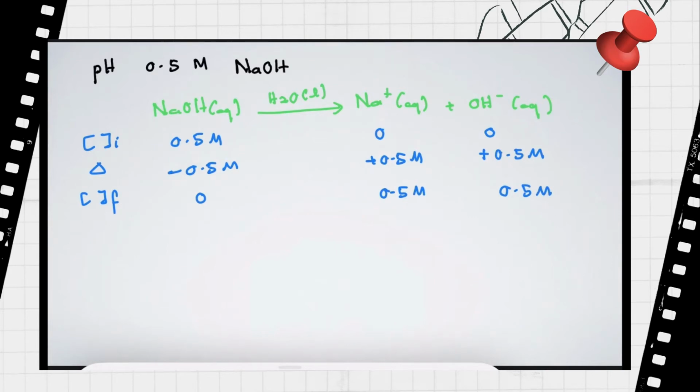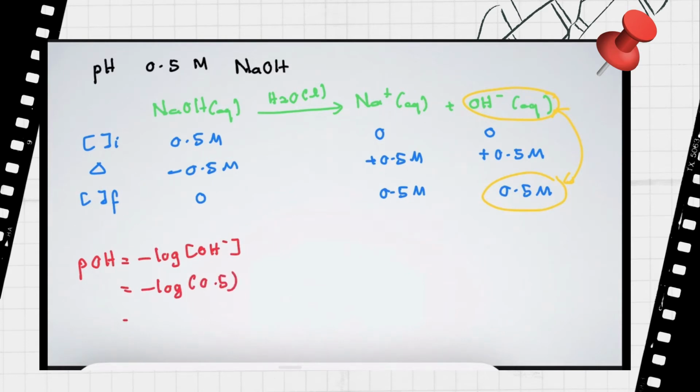So to calculate the pH, we need the concentration of H3O plus, but in this case we don't have H3O plus, we only have OH minus. Because of that, we cannot straight away calculate the pH, but we can calculate the pOH. So first we calculate the pOH, which is negative log OH minus, because we have the concentration. This is 0.30, the pOH.